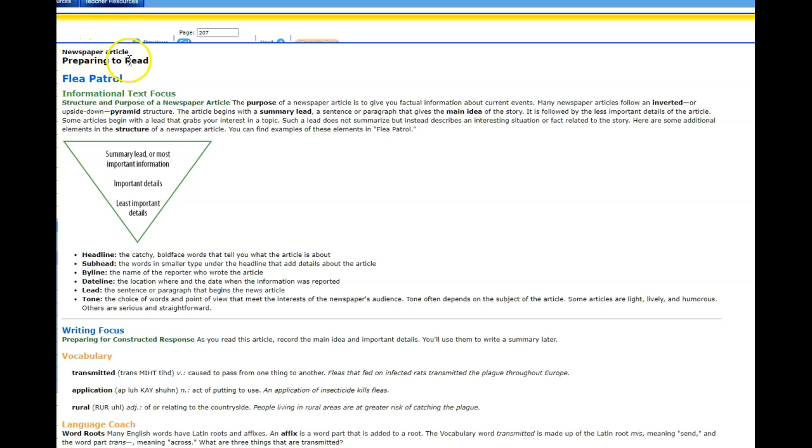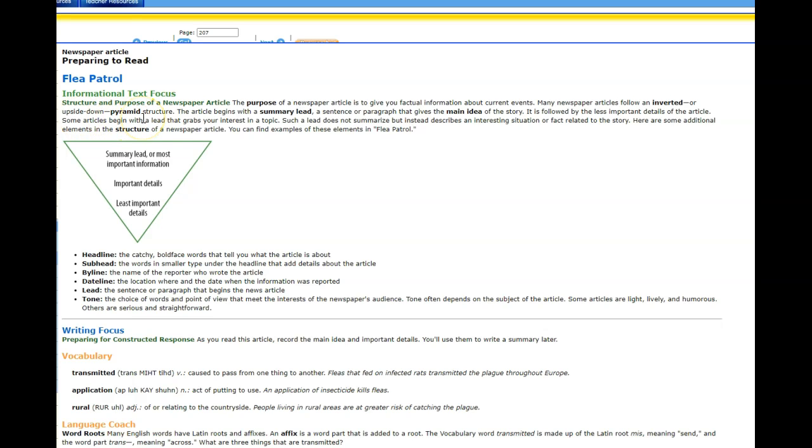Newspaper article, preparing to read. Flea Patrol. Informational text focus. Structure and purpose of a newspaper article. The purpose of a newspaper article is to give you factual information about current events. Many newspaper articles follow an inverted or upside down pyramid structure. The article begins with a summary lead, a sentence or paragraph that gives the main idea of the story. It is followed by the less important details of the article.